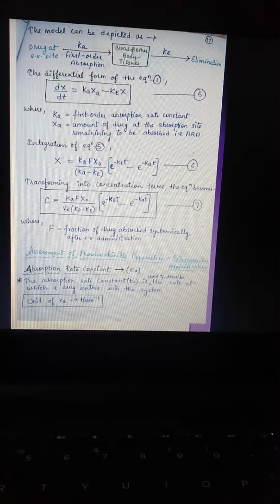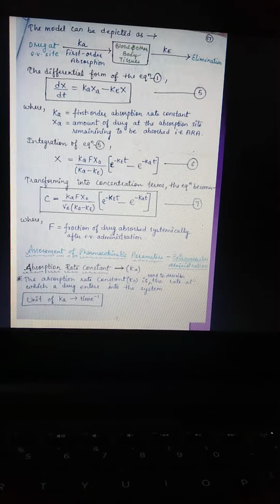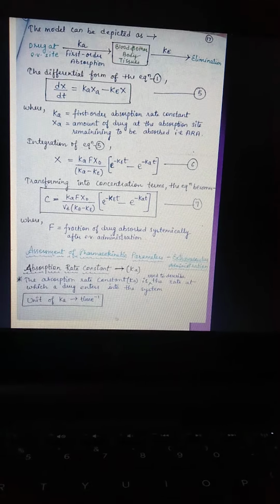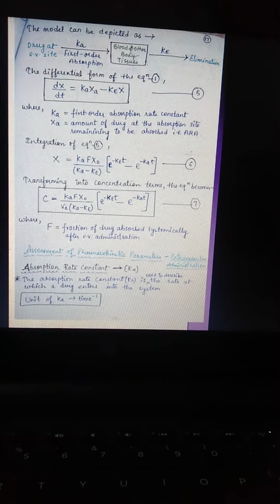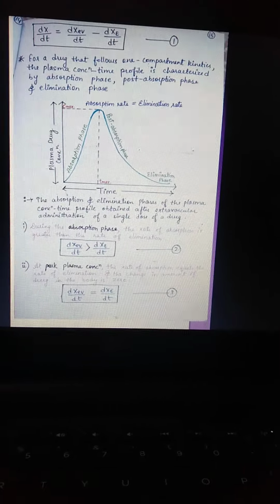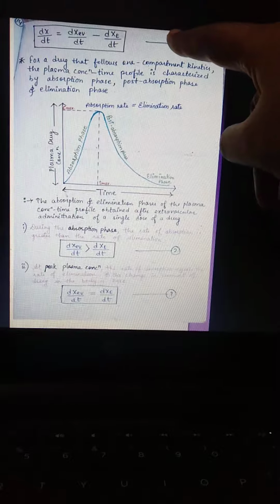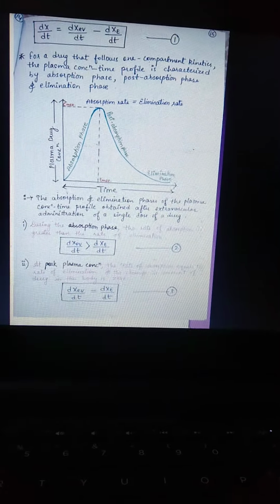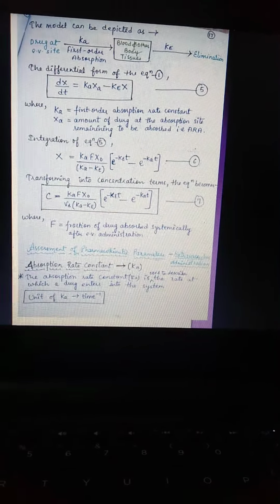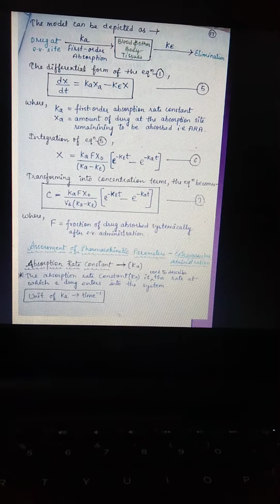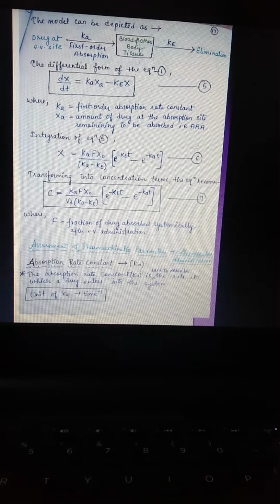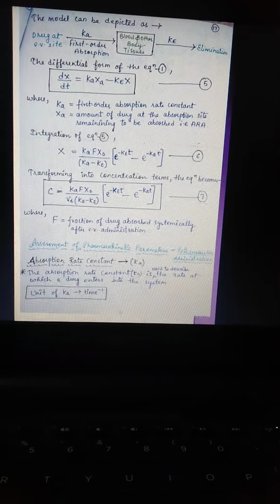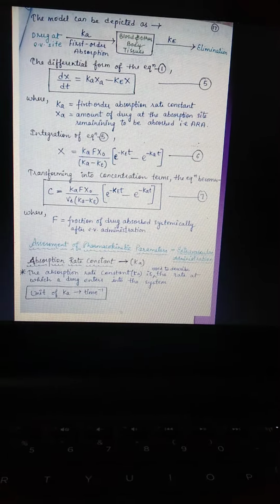The differential form of that equation is dX/dt = KaXa - KeX. This is the differential form, equation 9.46a. We have differentiated this equation into this form. Integrating that form, we get X equal to, and when we talk about the concentration, the equation changes into equation number 7.